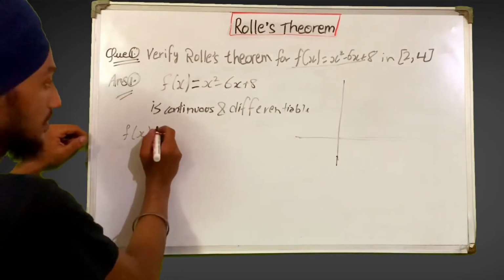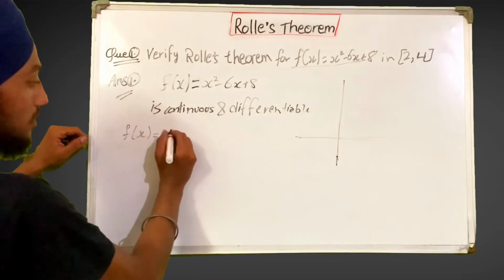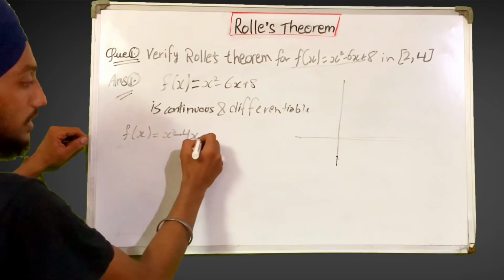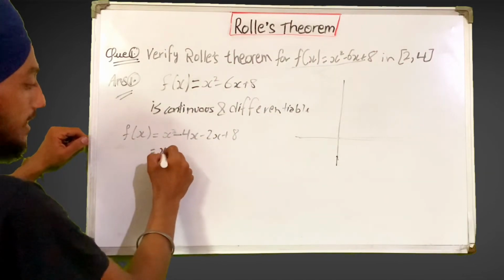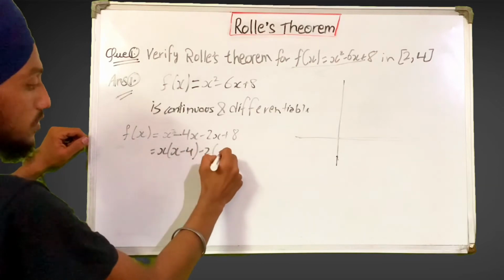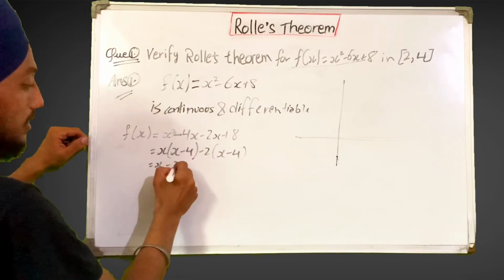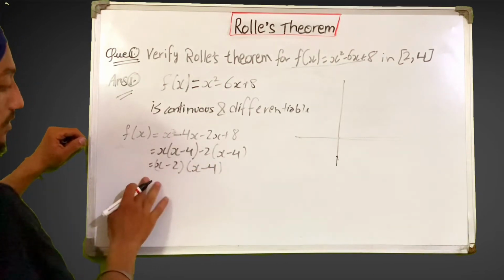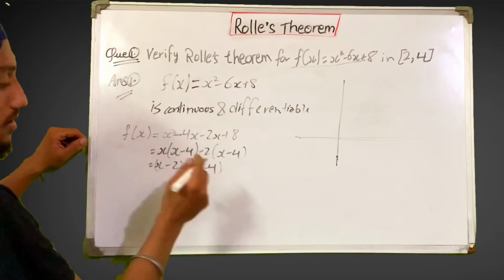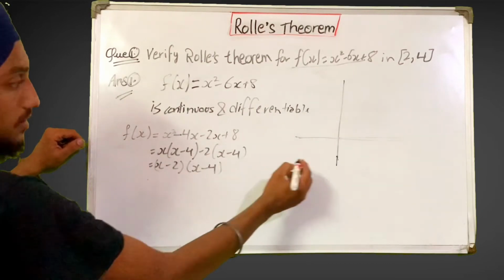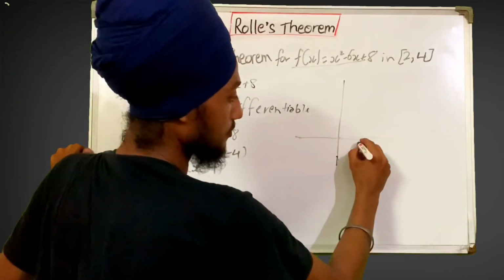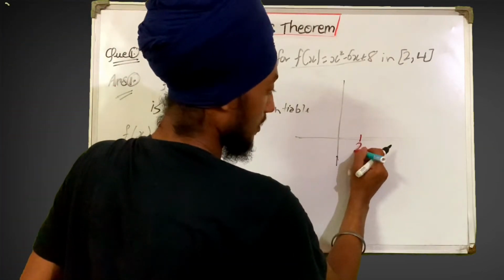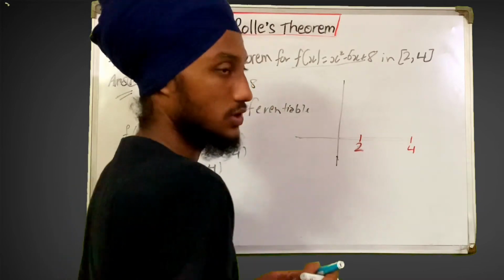First of all, we have to draw the graph of it, that is x square minus 4x minus 2x plus 8. So it should be x into x minus 4, minus 2 into x minus 4, and it becomes x minus 2 into x minus 4. So we can say that these are the 2 points where it becomes 0. At 2 it becomes 0, and at 4 it also becomes 0.